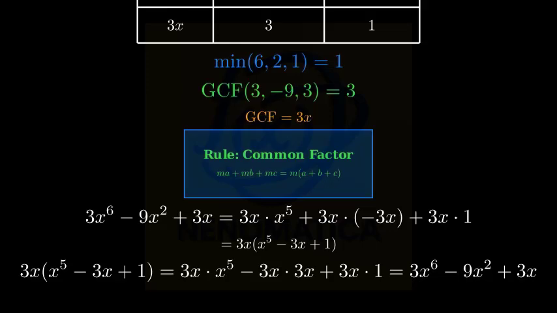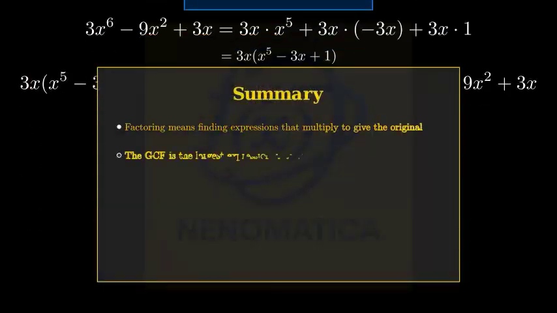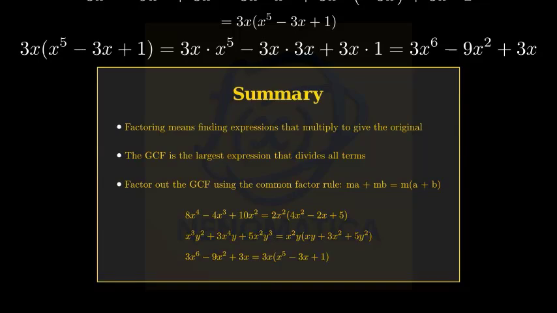Let's summarize what we've learned about factoring using the greatest common factor. In our examples, we factored 3 different expressions by finding and factoring out the greatest common factor. For the first example, we factored 8x to the fourth minus 4x cubed plus 10x squared as 2x squared times the quantity 4x squared minus 2x plus 5.